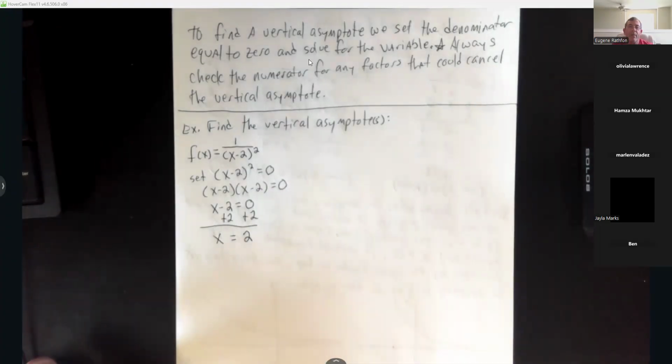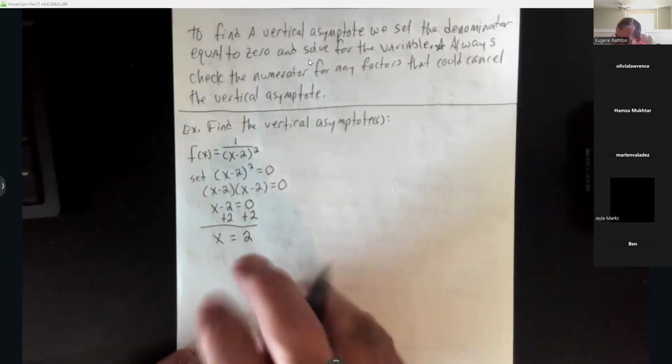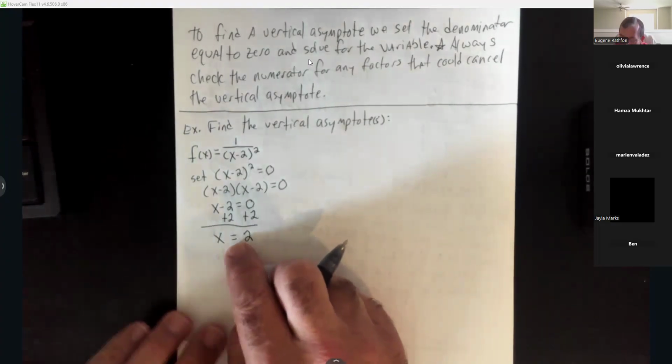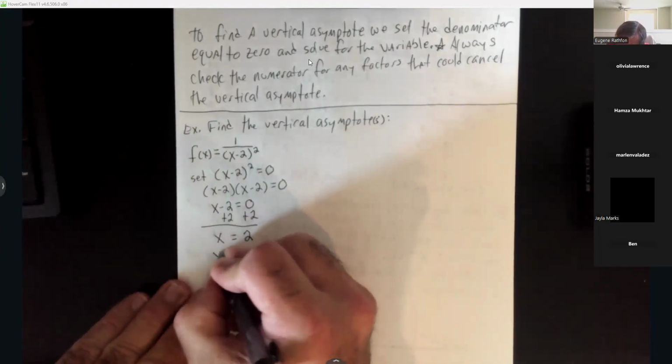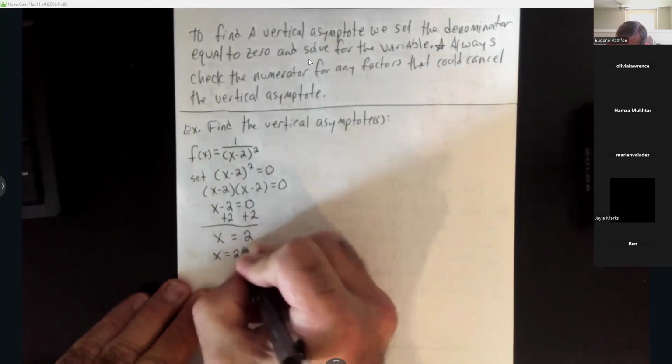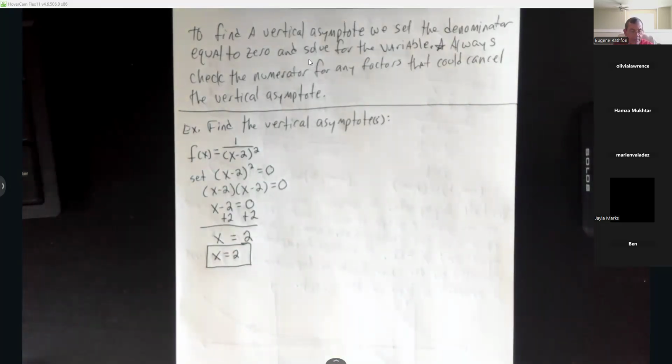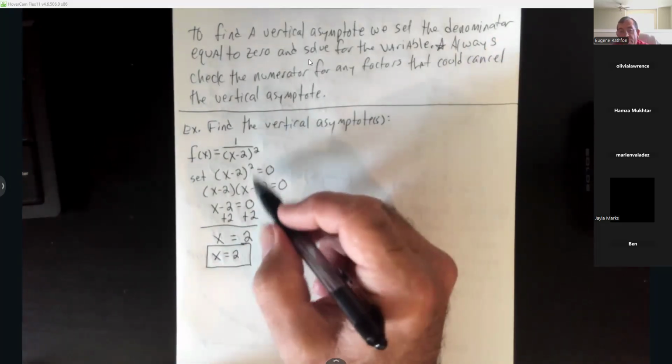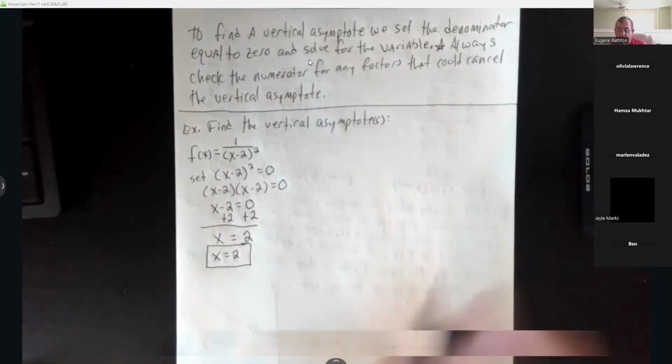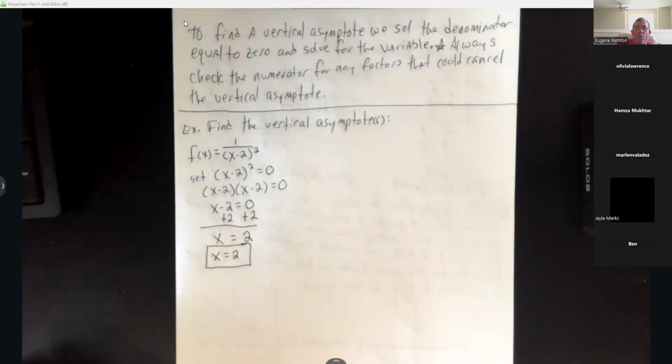So remember, the vertical asymptote has to come in the form of an equation. So in MATLAB, you would actually put x equals 2 as your answer. So if you were to graph this over here at 2, I'll show you a graph real quick so that y'all can see what that asymptote's doing.